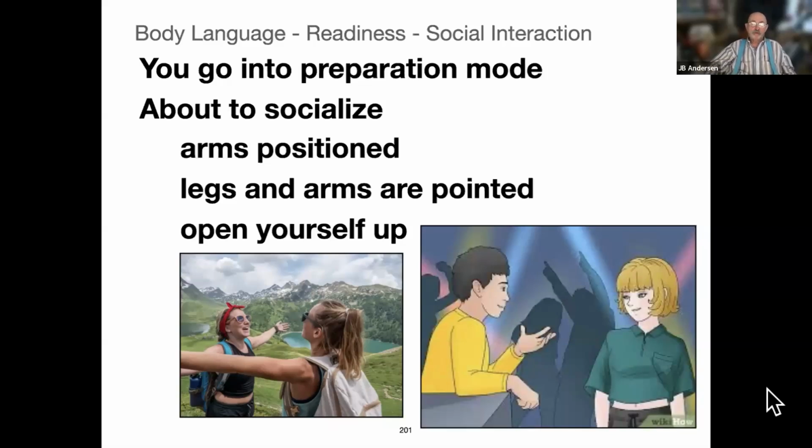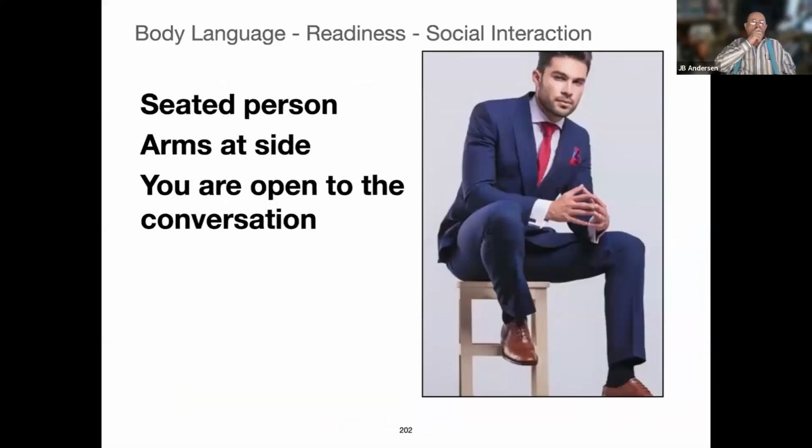So when you're getting ready to socialize, the position of the arms is important. Where is your body pointed? Where are your feet pointed? And that's what's important in this image. She is not yet ready to talk to him. These two are all ready to talk to each other. They've opened themselves up. This is the beginning, and the decision is about to be made. Here's a seated person, has his arms at his side and his hands together. He's open to conversation. He's not like this.